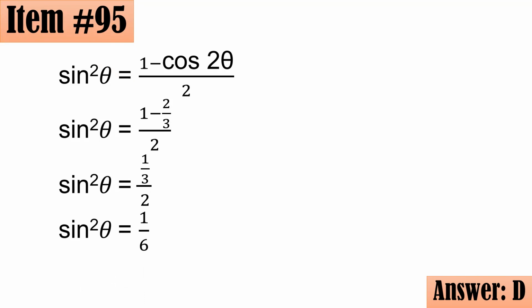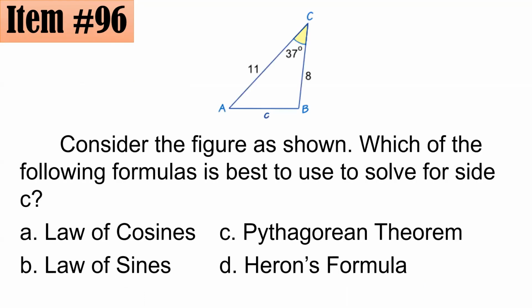Dumako na po tayo sa number 96. Consider the figure as shown. Which of the following formulas is best to use to solve for side C? Tingnan niyo po yung given, ha? Will it be law of cosines, law of sines, Pythagorean theorem, or Heron's formula? Okay, mukha yatang screen out niyo na yung Pythagorean theorem at Heron's formula. I agree with that. No?